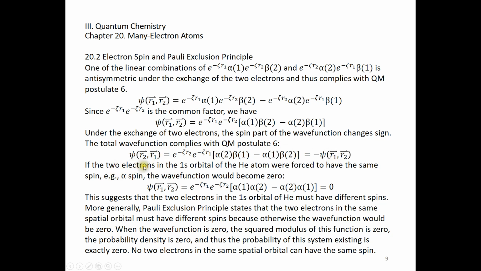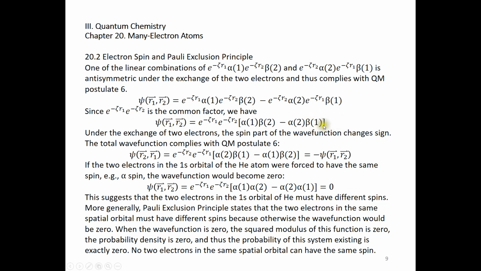What if the two electrons in the 1s orbital of the helium atom were forced to have the same spin? For example, both are alpha spin. Then the wave function will have to become this. We need to change beta to alpha. And then we get the wave function equals 0. And that means two electrons in the 1s orbital of helium must have different spins. If they have the same spin, even this wave function doesn't work. You get a value of 0.